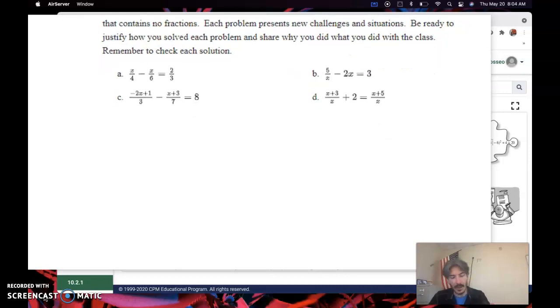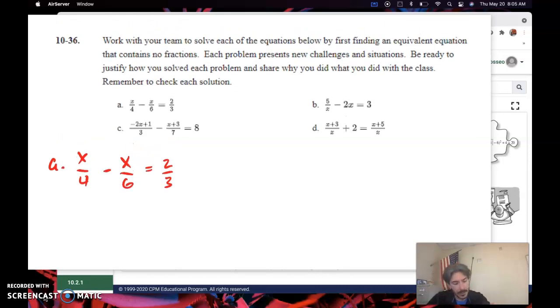Well, I'm going to start with A, and I'm just going to have to do some rewriting here. I've got x over 4, x over 6, and then 2/3. Well, I recognize that if I get rid of the 6, I'm going to get rid of the 3, because 3 is a factor of 6. But if I get rid of the 4, that's not necessarily going to get rid of the 6, and it's not going to get rid of the 3, because 4 is not a factor of 6, and 3 is not a factor of 4.